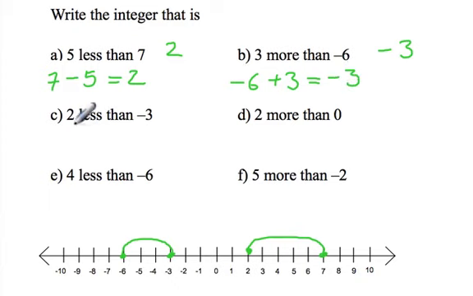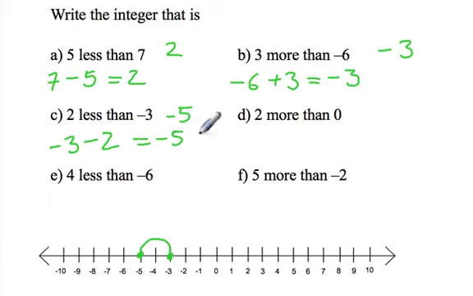Question C, we want 2 less than negative 3. So we are at negative 3, and we want 2 less than that. So minus 5 is the integer. The other way to write it down is that we want 2 less than minus 3, and that's minus 5.